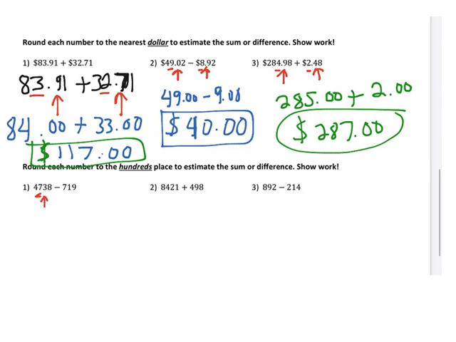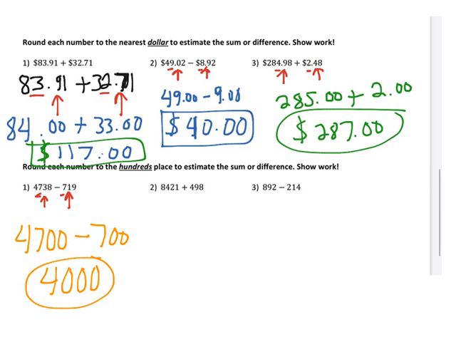And then the 3 is going to tell us what to do. Here it's going to be the 7. And the 1 is going to tell us what to do. All right, let's rewrite it. 4,738. Let's see, the 3 says the 7 stays the same, so it's going to be 4,700 minus, the 1 says the 7 stays the same, so minus 700. 4,700 minus 700 is going to be 4,000.